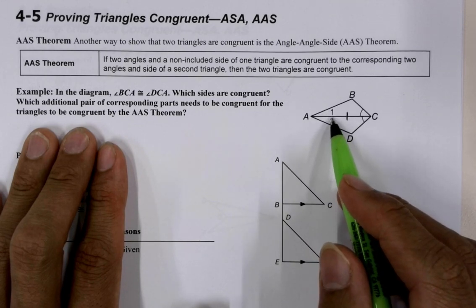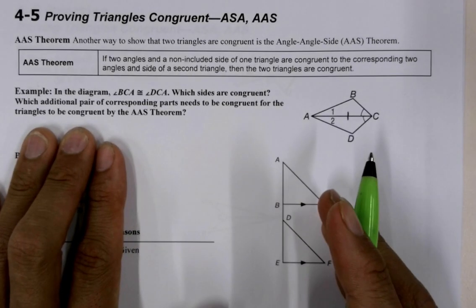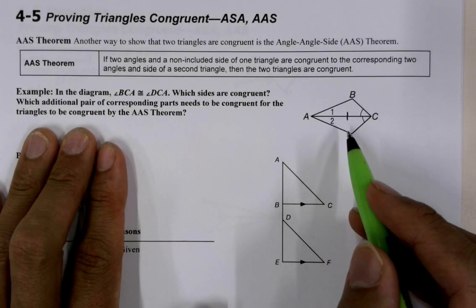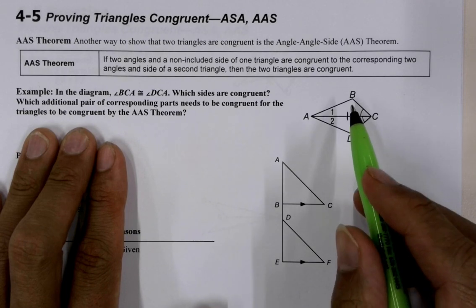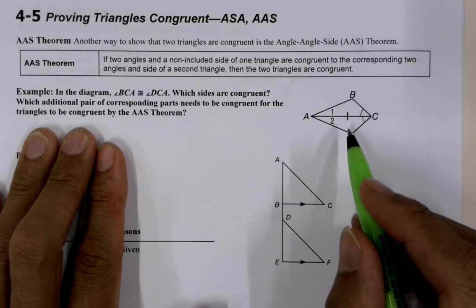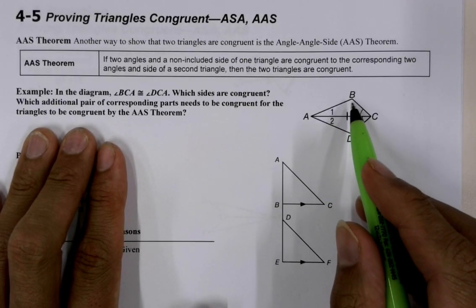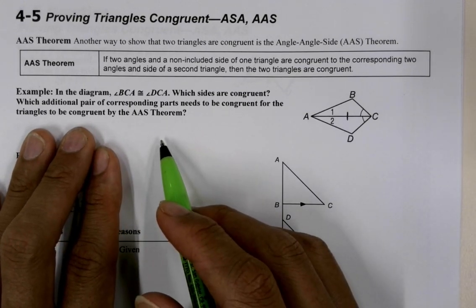If we say that angle 1 and angle 2 are congruent, then we would need to use angle side angle theorem. But angle side theorem, the order matters. So we would need to show that angle D is congruent with angle B. So then we would have angle side in one triangle, and then we would have angle side in the other triangle. Right? So the order is significant.